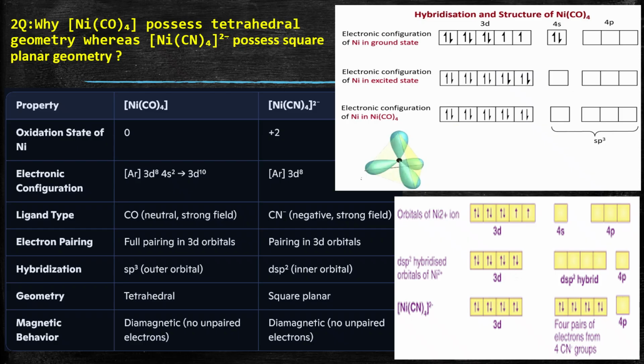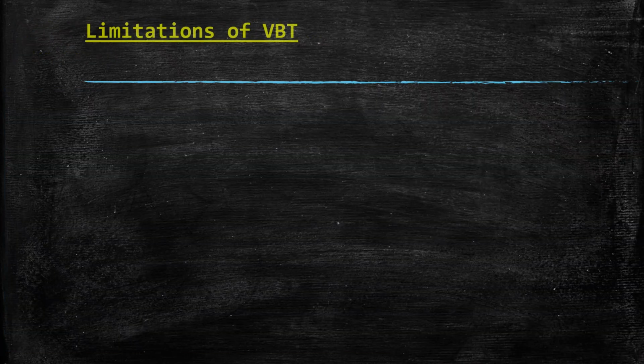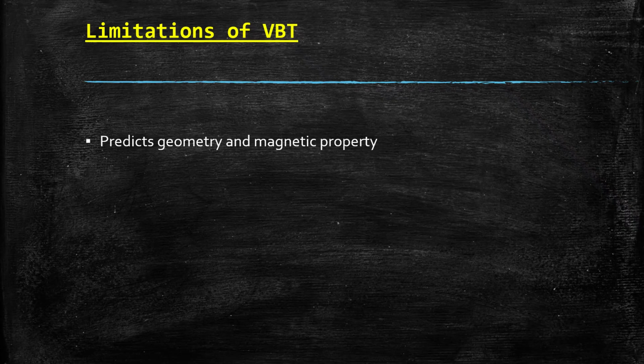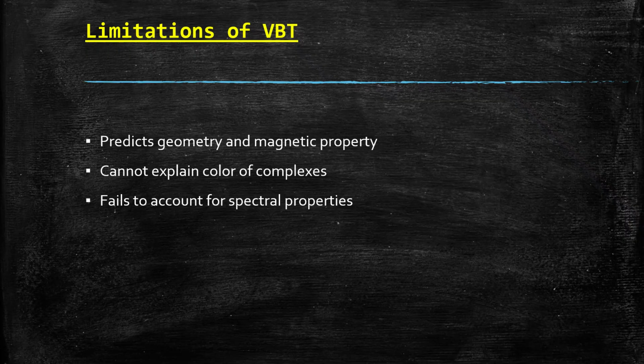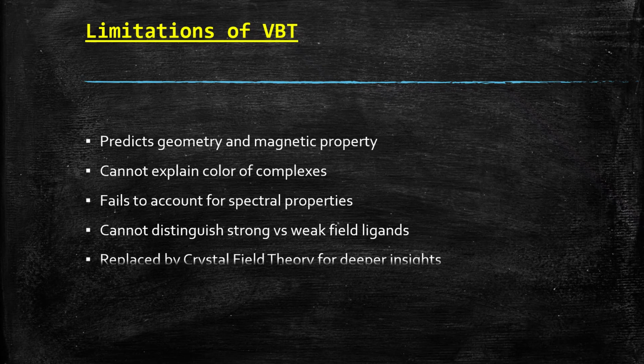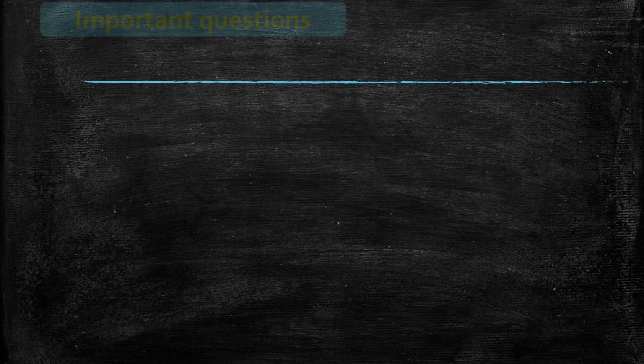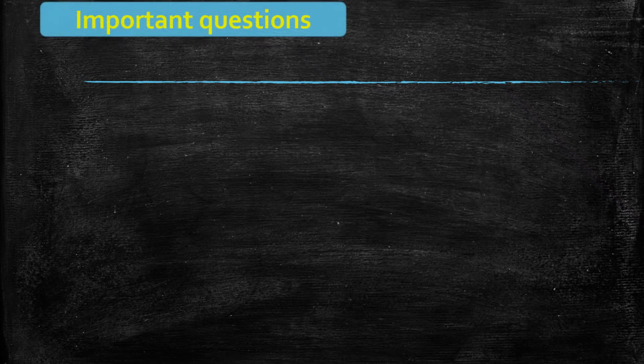So these are the limitations of valency bond theory. It predicts the geometry and magnetic property of a complex, but it cannot explain colors or electronic spectra. Because of that reason it is replaced by crystal field theory for deeper insights. Now we'll solve these problems.